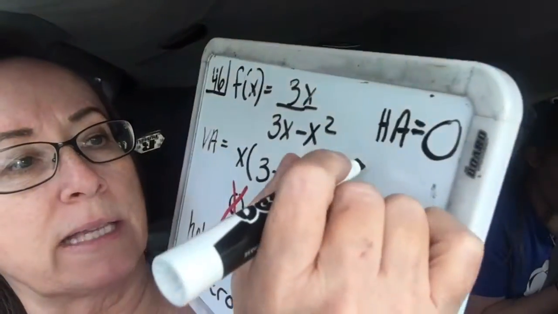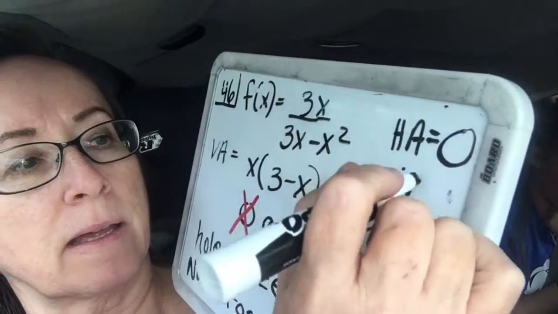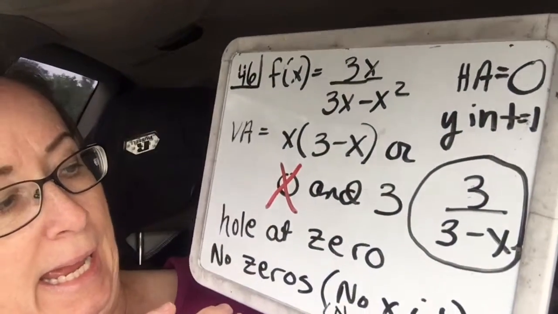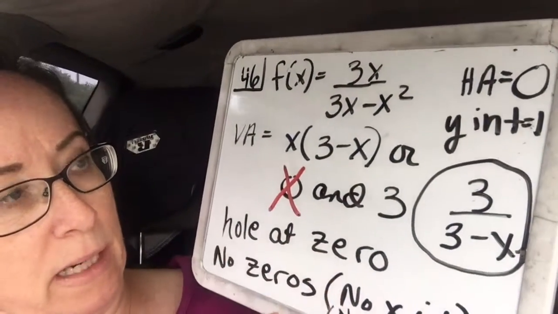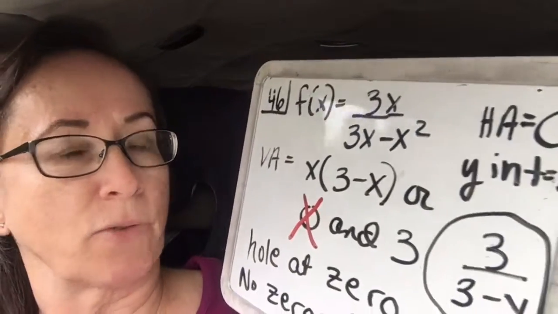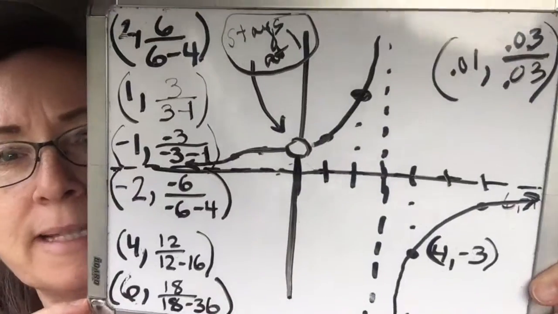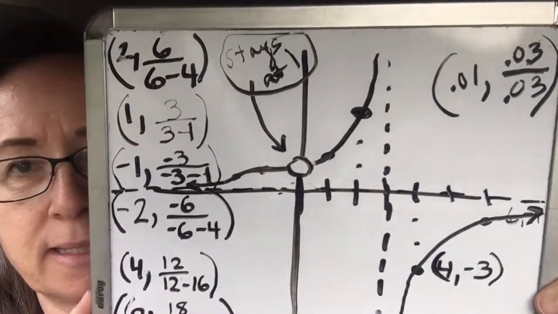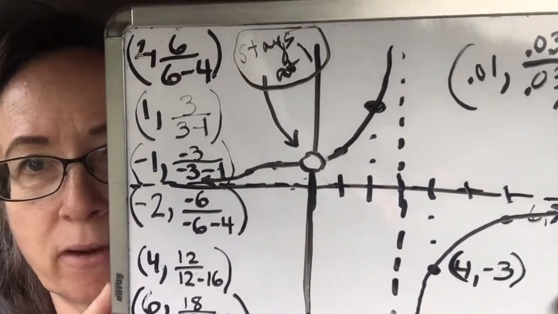So the y-intercept is 1, okay, and we have a hole at 0, and so I graphed this for you. Okay, so even though we do have a crossing at the y-axis, it's not really there.